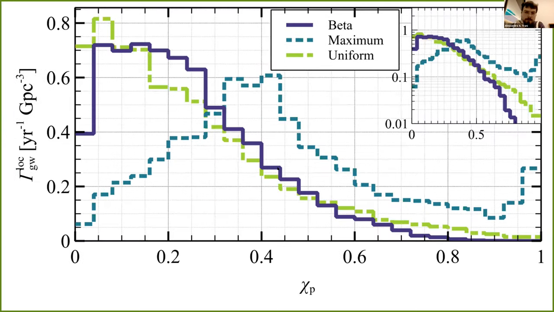And same for the Kp distribution. The beta model is the one that best explains the observation, which predicts at the moment a peak, either a narrow or a broad peak, around 0.2 for the Kp parameter.